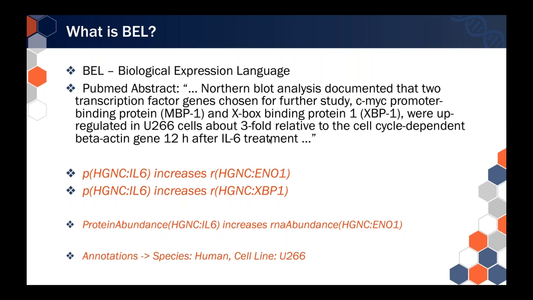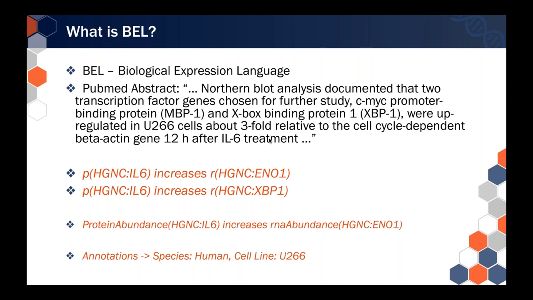So the goal with Bell is to provide a language that biologists can use, which succinctly and easily captures the concepts that we need in biology, in a way that is easy for people to read, easy for people to write, but also highly computable. We can take that and convert it into a computational format that is easy to analyze and easy to process in a graph structure.